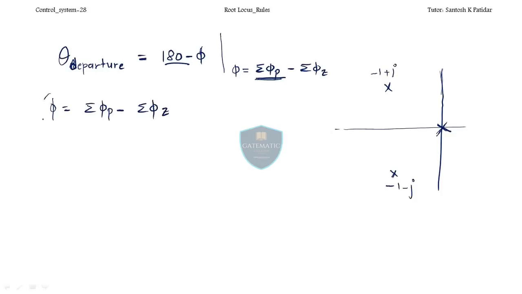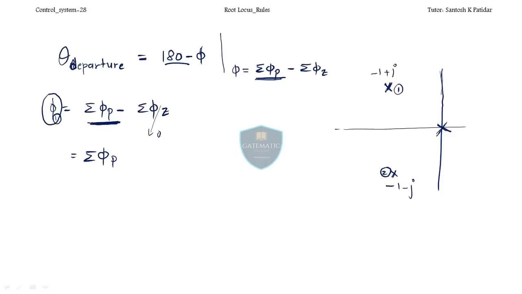As I told you, this phi we are calculating at this point. Suppose, let's take this is first, this is second. So at first, I am calculating the phi. So, the phase angle contributed by the poles minus the phase angle contributed by zeros. Over here, I don't have any zero, so definitely this term will be zero. So you will be having only the phase angle provided by the poles. The graphical method I'll show you first.